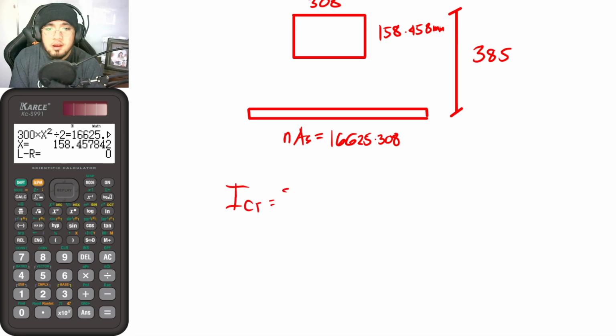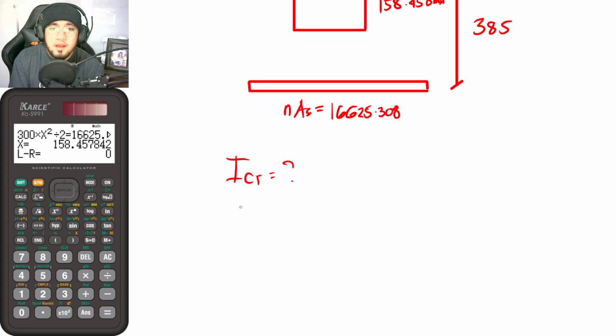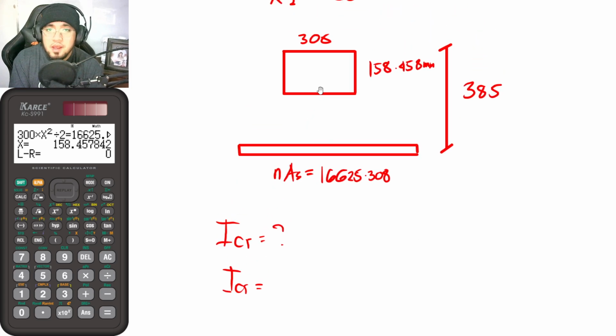Okay, so since you already know this value, the next thing that we should solve for is the cracked moment of inertia. So what do we do here? For the cracked moment of inertia, we should solve for the moment of inertia about the neutral axis, and this is the neutral axis. So the cracked moment of inertia should be in reference to this axis here. So let me redraw it.